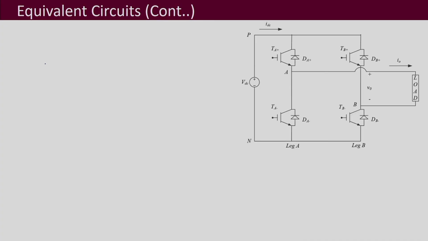Now, the fourth combination, which is your TA minus and TB minus, the lower two switches being on. At that time, what we observe here is that the path will be like this, right. This is the circuit, the path that is going to be followed. So, let us draw the equivalent circuit again. The equivalent circuit will look like this.